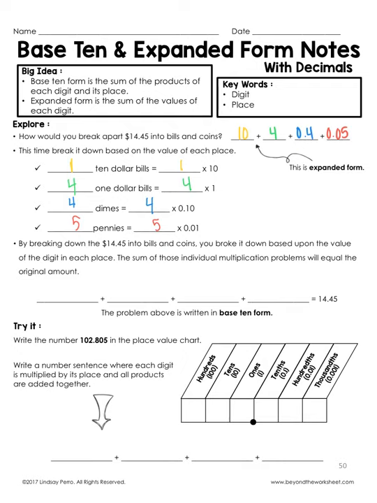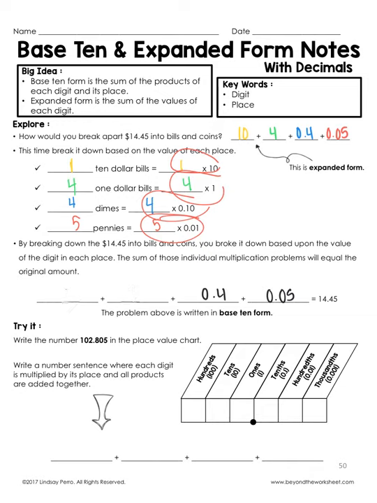Okay? So breaking down that $14.45 into bills and coins, you break it down based on the place value of each digit in each place. So the sum of those individual multiplication problems would get us back up to that original amount. So expanded form is where we do break that down. So it would be 10 plus 4 plus 0.4 plus 0.05. Okay, that's that expanded form, just breaking it apart by place value, which again, we have talked about before.